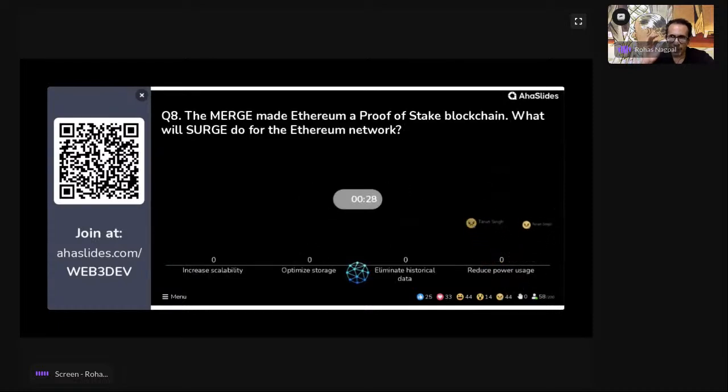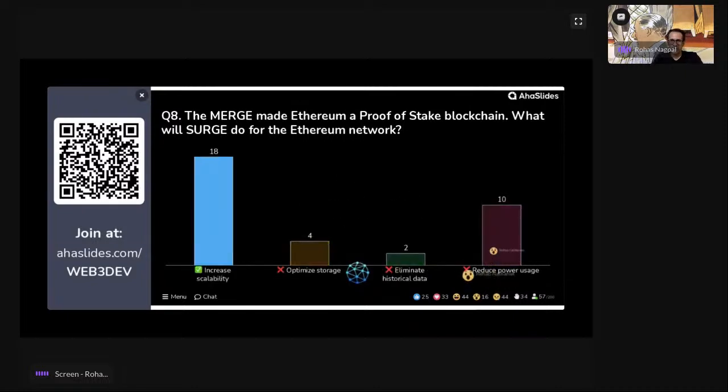The merge made Ethereum a proof of stake blockchain. From proof of work, it went to proof of stake. Now, what is the surge going to do? Okay, the merge is over. Surge, what's it going to do? Is it going to increase scalability? Is it going to optimize storage? Is it going to eliminate historical data, or is it going to reduce power usage? So I think two options you can just cancel out because they obviously can't be right. And then you can quickly take a 50-50 guess. I hope all of you got that right.